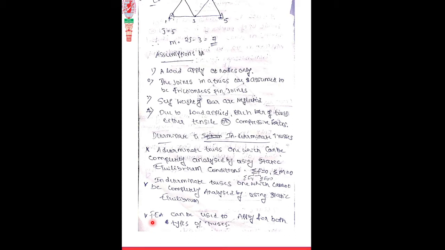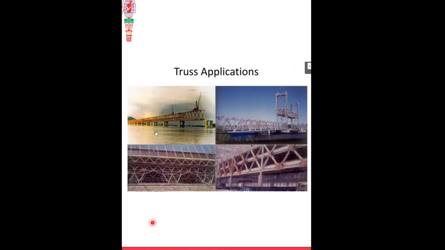Yes, sir. Determinate means the unknowns can be solved using static equilibrium conditions. Indeterminate means it cannot be solved using the static equilibrium conditions. That's the only difference. Static equilibrium conditions are two: summation of force equal to 0, summation of moment equal to 0. Again, in summation of force, there are two types: vertical force equal to 0, horizontal force equal to 0. That's all. Got it? Understood?